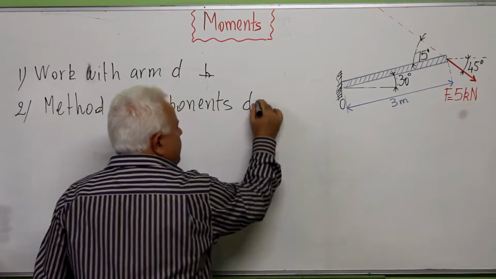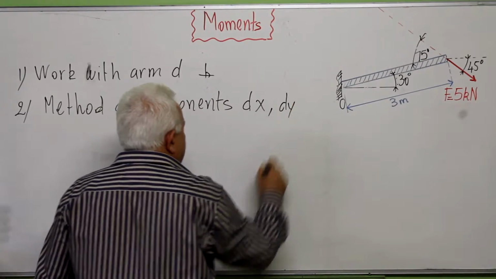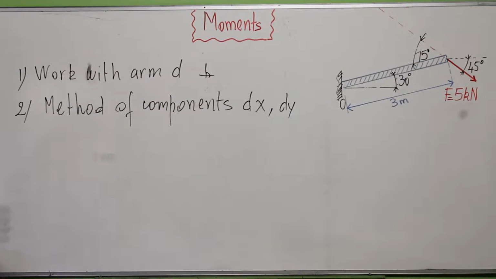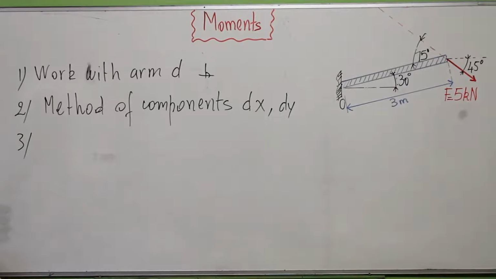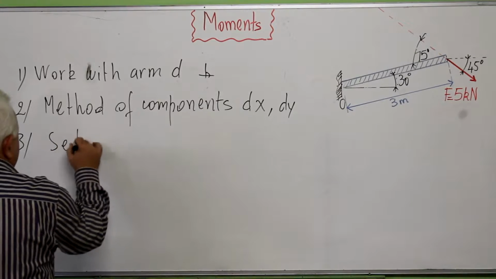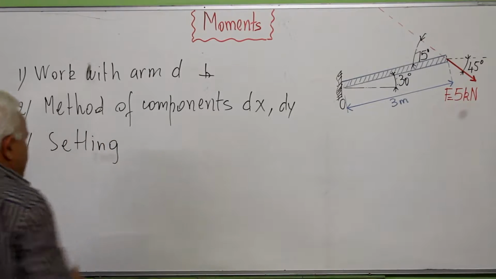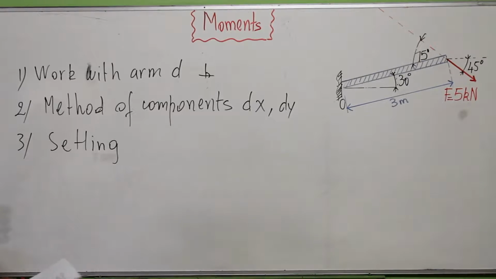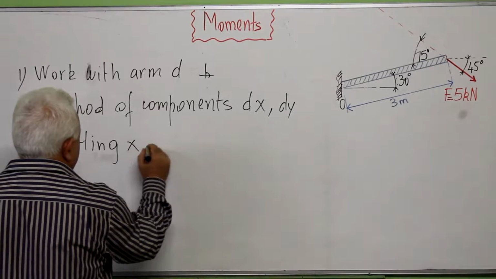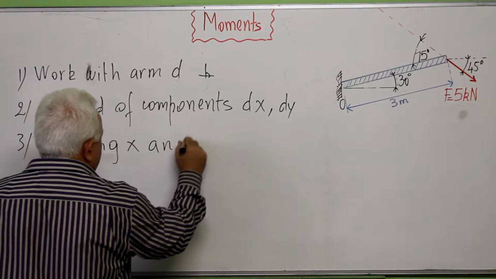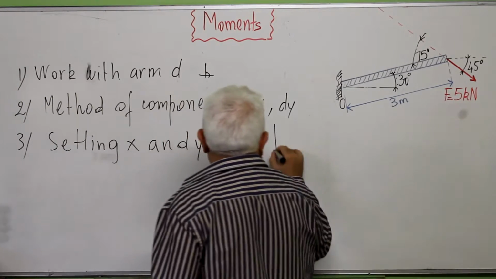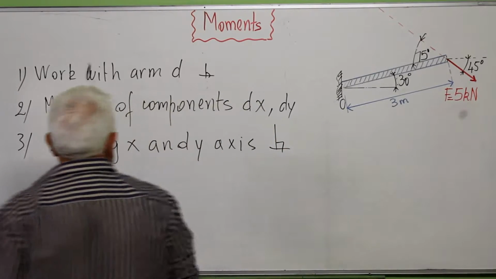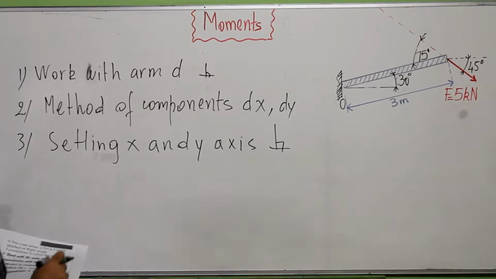We will call them dx and dy. And the third method is where we set in the x and y axis perpendicular to the rod.